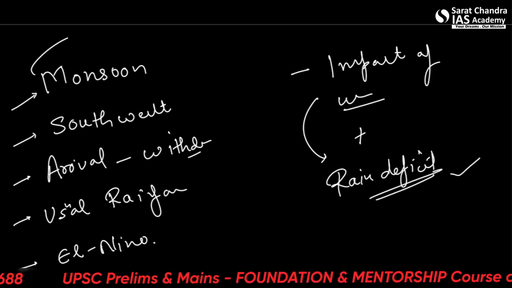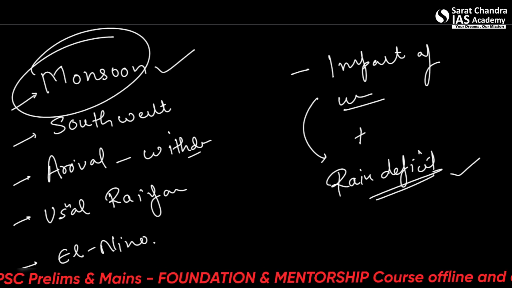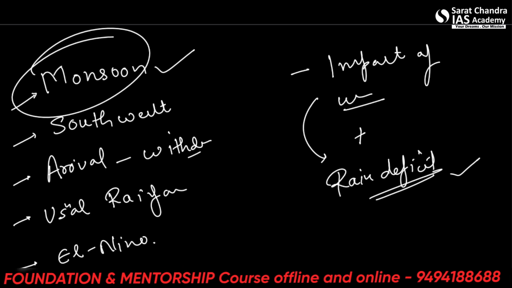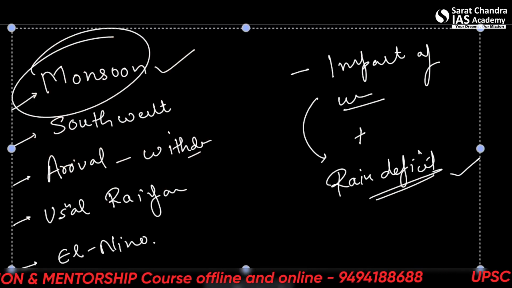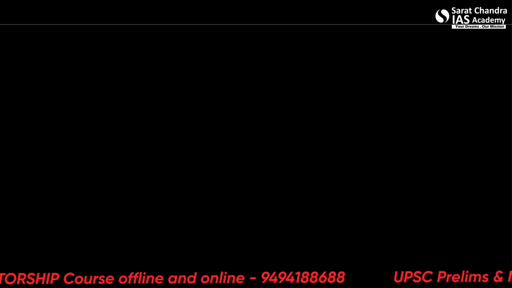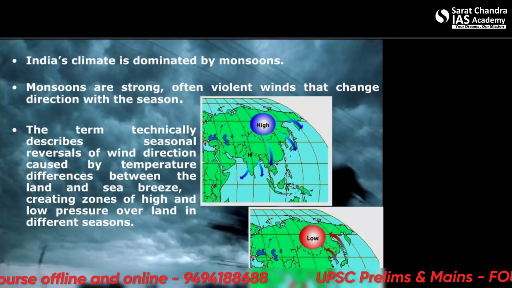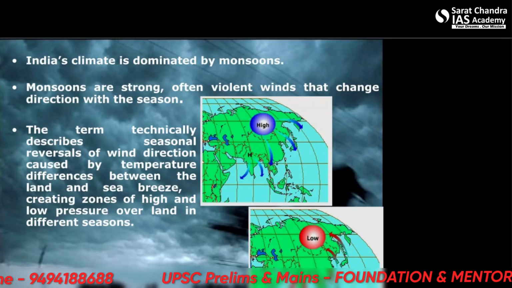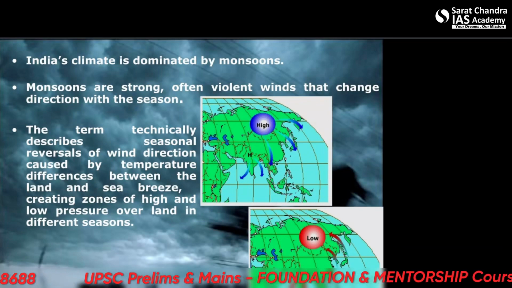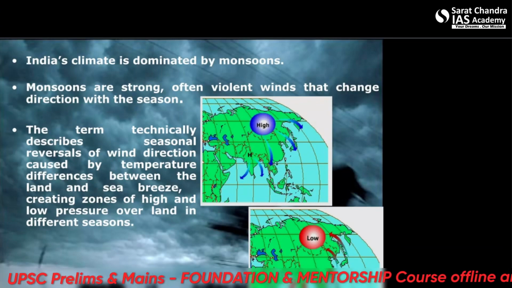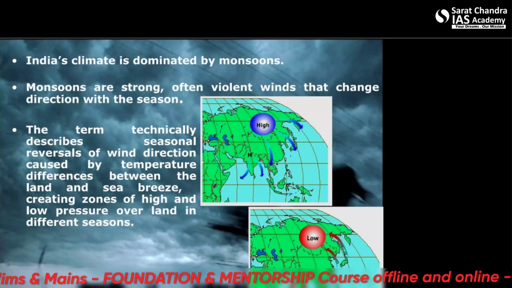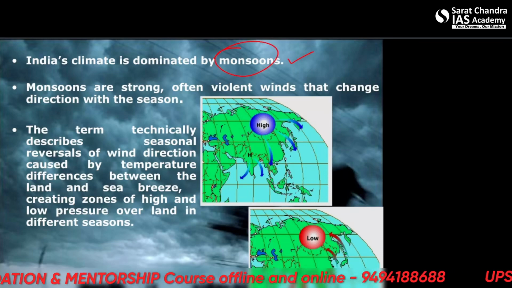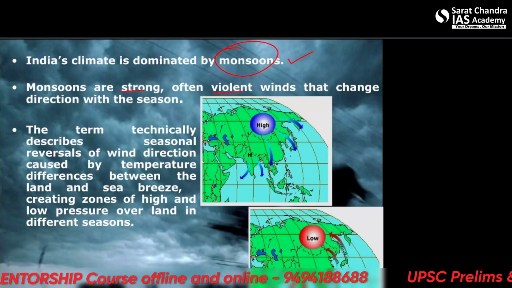So foremostly, it becomes very important to understand this phenomenon, the monsoon phenomena or the Indian monsoon phenomena. So we'll be understanding this in the current lecture, and eventually we'll be able to figure out the rest of the following. So India's climate is dominated by the monsoon. I'll be making some comments here and there. You can note them down. I'll share this PDF also on the channel. So India's climate is dominated by the monsoons. And monsoons are strong, often violent winds.